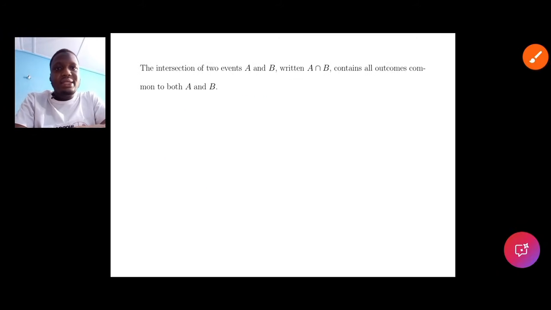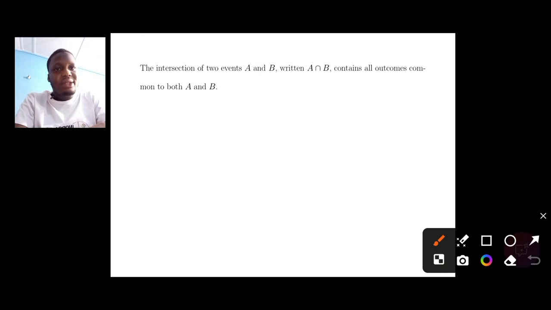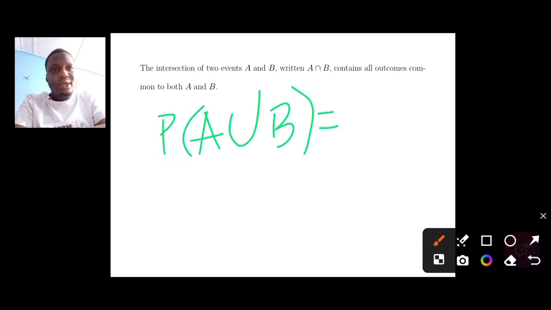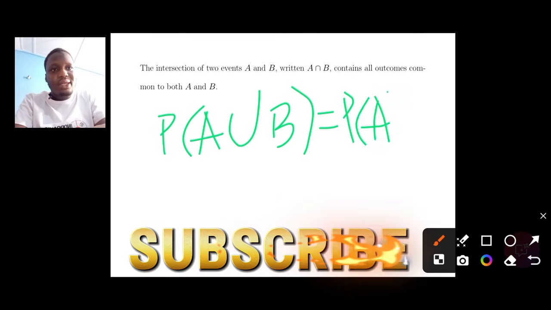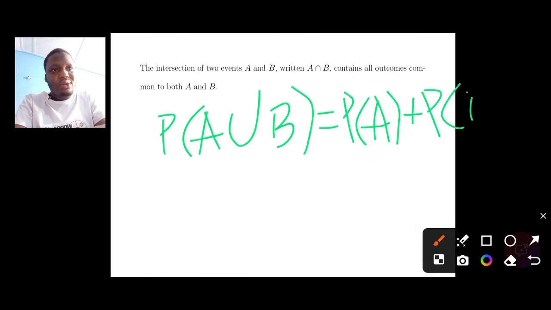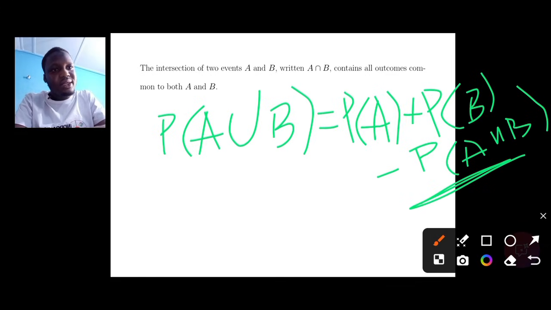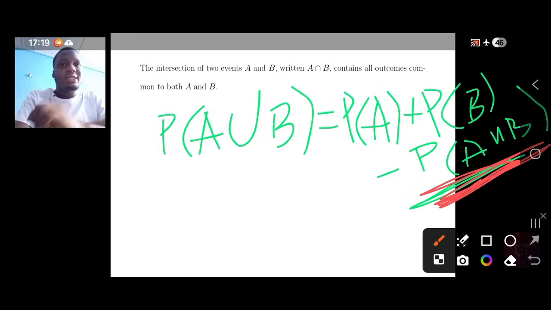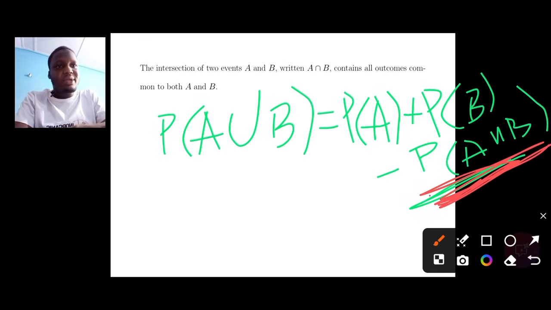Ideally, the intersection doesn't have a standalone formula. Okay, it relies on the formula that we saw earlier about the union of sets. So you just make the intersection the subject and you get your new formula. So this part is the intersection. Okay, this part, that's the intersection.